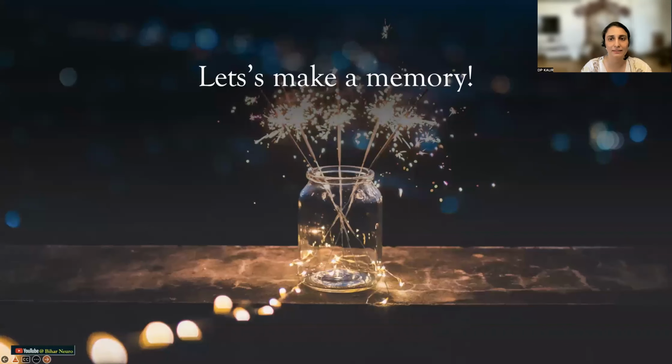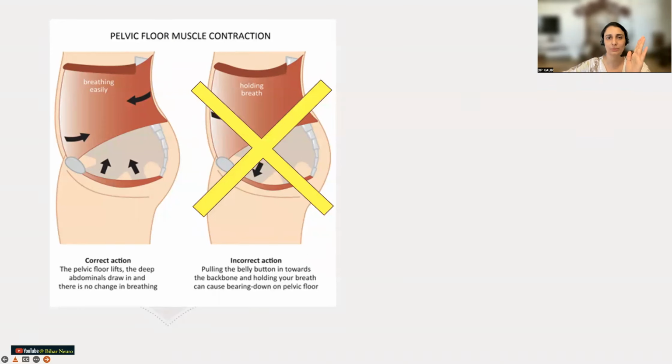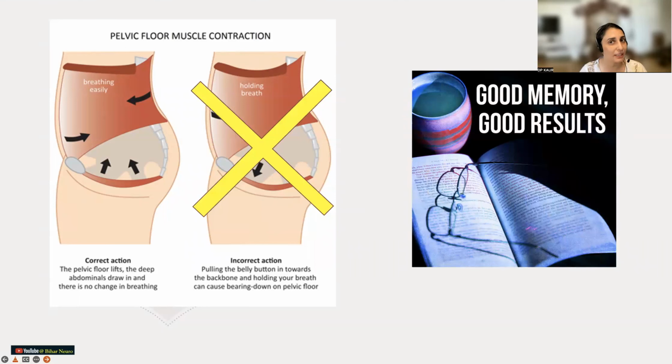Okay, moving next. So let's make a memory. जो हमने अभी बताया है उसको हम रिवाइज करेंगे. So what we know, what is the correct action? When the pelvic floor goes up, abdomen goes in. Okay, it is never the other way around. Abdomen goes in, pelvic floor has to come down. So this coordination, when we memorize, we'll always remember, if my pelvic floor is going up, my abdomen is also going in. Fantastic. Remember, a good memory will only bring good results.